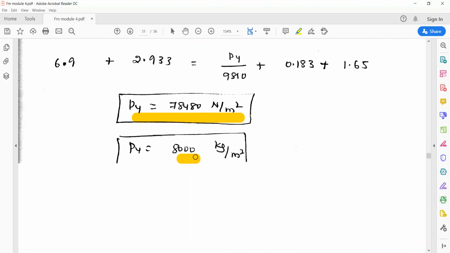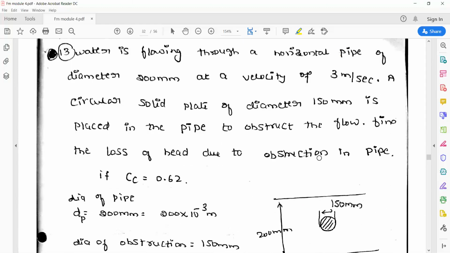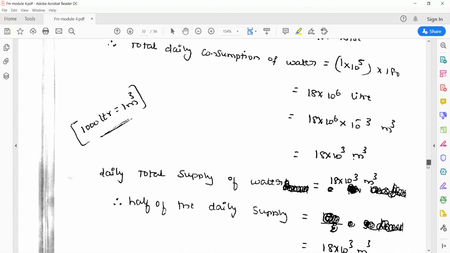This is also one of the important types. You can go through it. And next we can discuss HGL and TEL, hydraulic gradient line and total energy line.